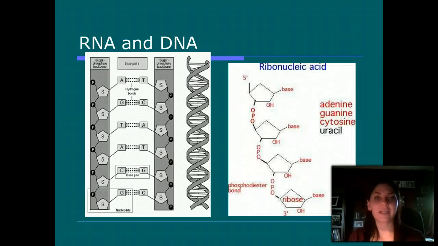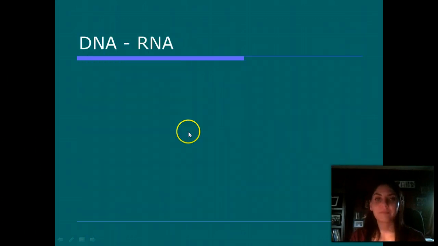So RNA and DNA. Right here we have DNA, which is double-stranded, as you can see, and RNA is single-stranded. Another difference between RNA and DNA is that DNA has the nucleotide bases of adenine, thymine, guanine, and cytosine, while ribonucleic acid, or RNA, has adenine, guanine, cytosine, and it has uracil instead of the thymine.